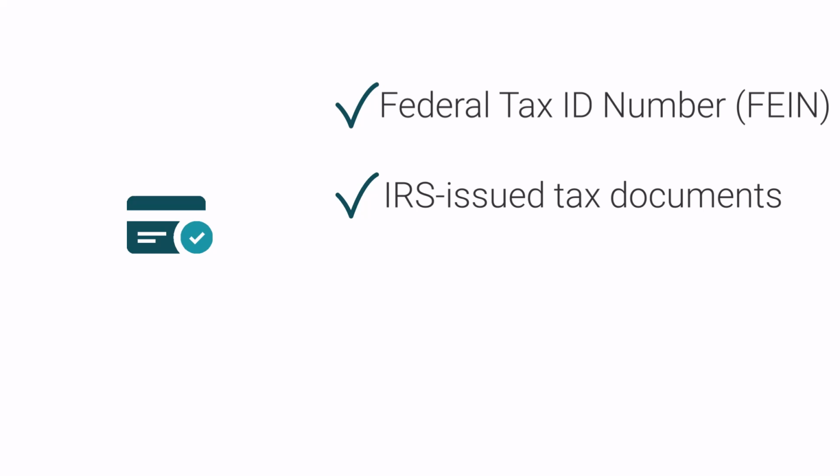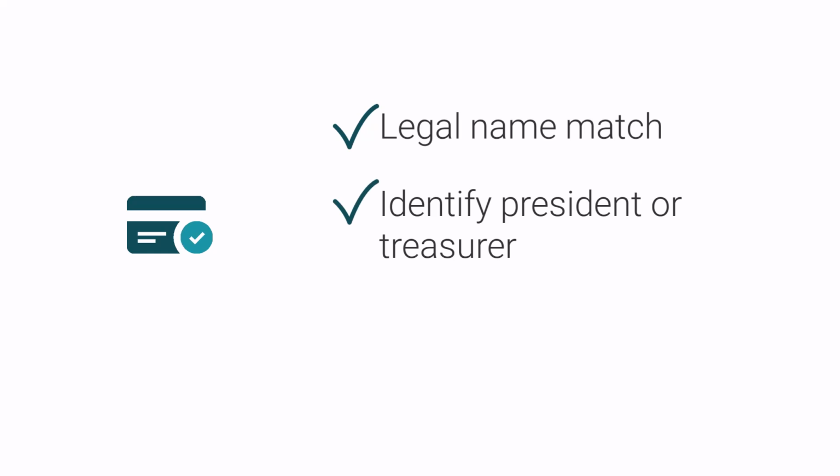Before you apply, you'll need your Federal Tax ID number or FEIN, a copy of your IRS-issued tax documents, and either an SS4 or 147C form. Your legal name you provided during setup must match what appears on your tax document. Your organization's president or treasurer must set up the merchant account and remain the contact for the account, so you'll also need to identify either officer in your website contacts. Check out our tutorial, Managing Contacts, Titles, and Administrators, to learn how to add your president or treasurer to your website.